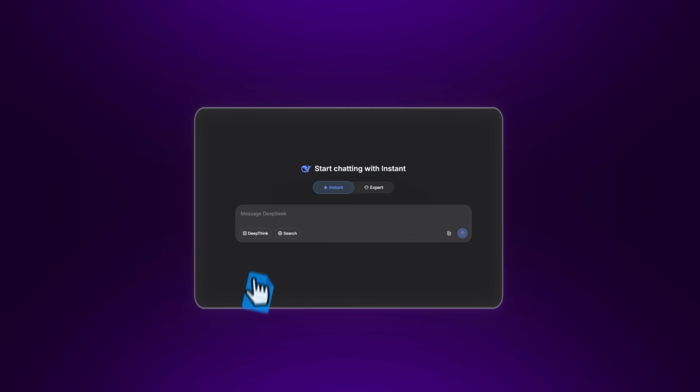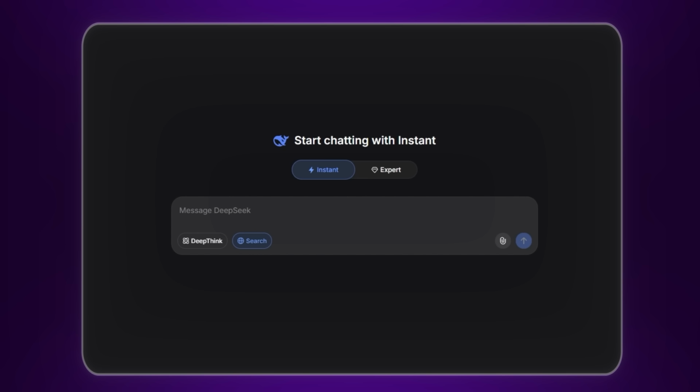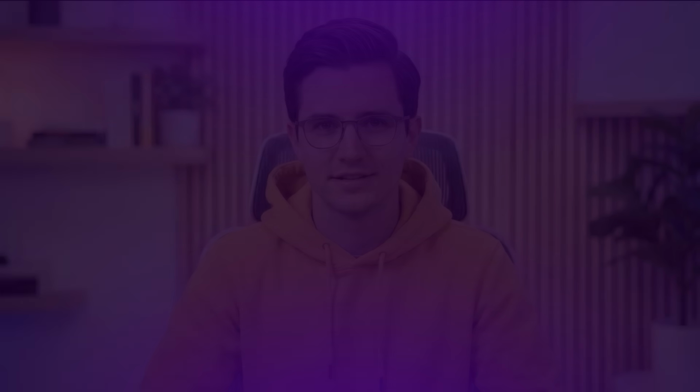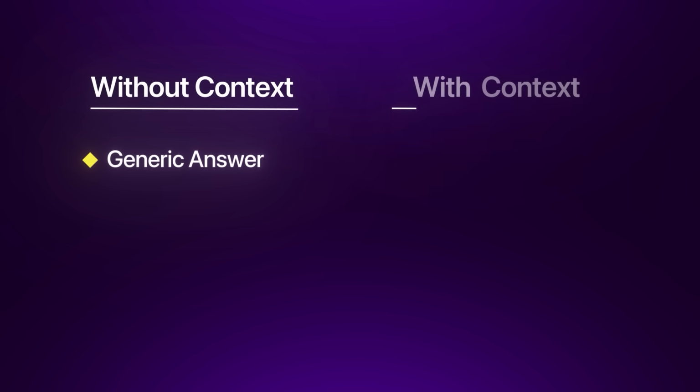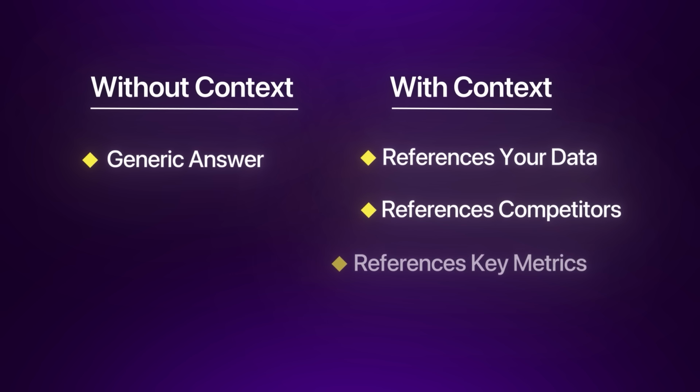The way to get the most out of this is to front-load your conversation with context before asking your questions. Instead of asking, how should I improve my marketing strategy? with zero context, upload your existing strategy document, your last 3 months of campaign data, and your competitor's latest annual report, and then ask the same question. The answer you get from a model with 500 pages of your context is fundamentally different from the answer you get from a model working with nothing but your one-line question. The first answer is generic. The second answer references your specific data, your specific competitors, and your specific metrics.